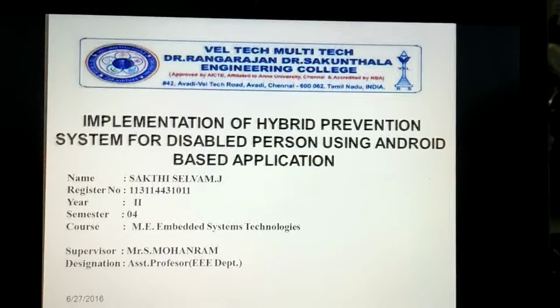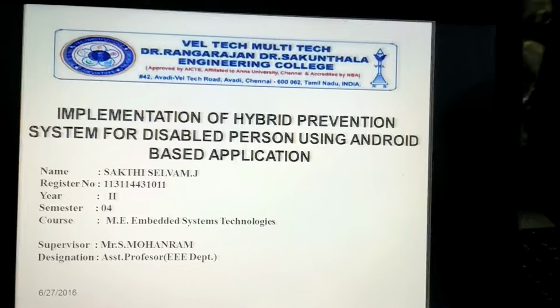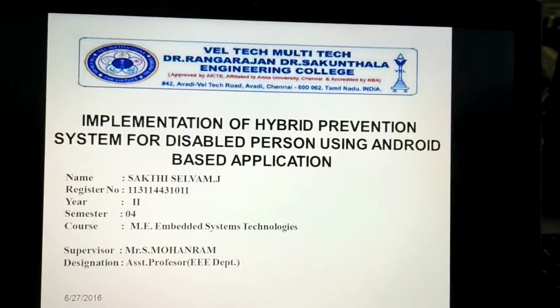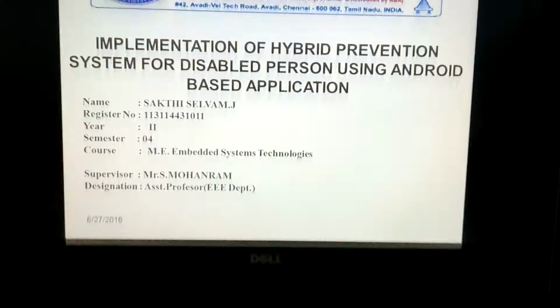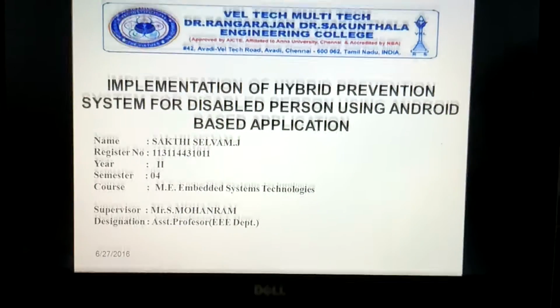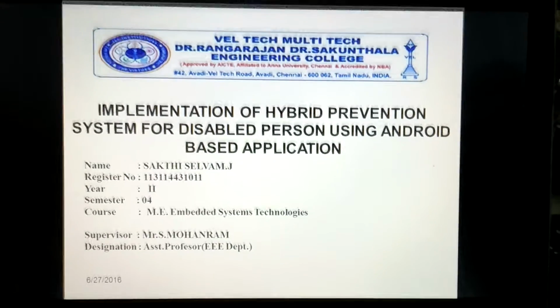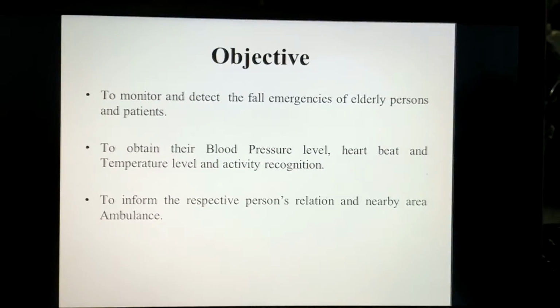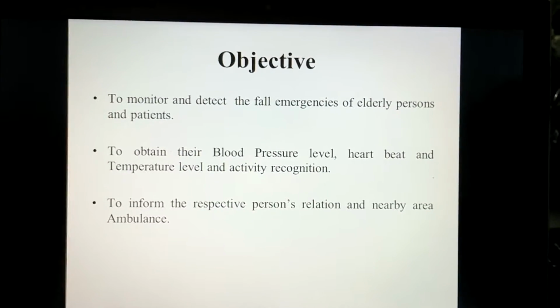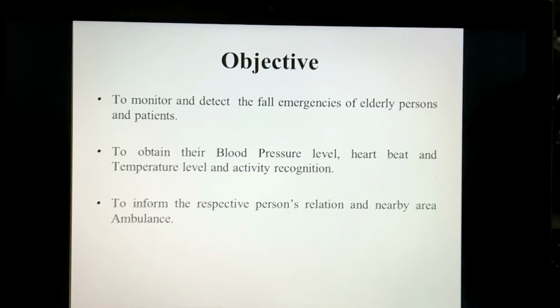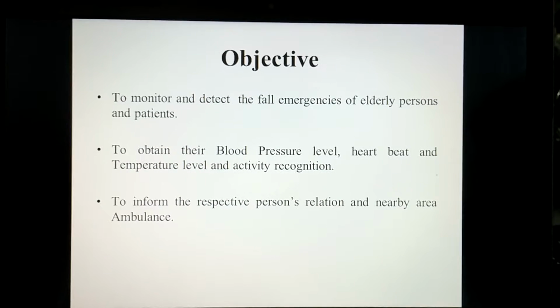Control System in VELTECH Multi College. My guide is Nas Mohan Ram, Assistant Professor in VELTECH Multi College. My project title is Implementation of Hybrid Prevention System for Disabled Person using an Android-based application. The main objective of my project is to monitor and detect the fall emergency of elderly persons and patients.